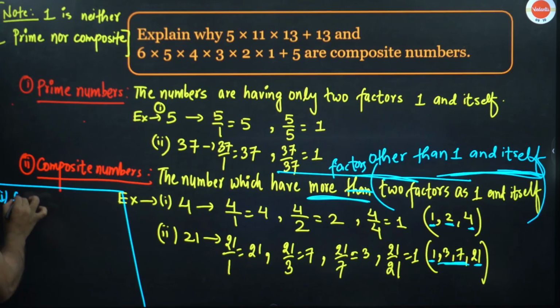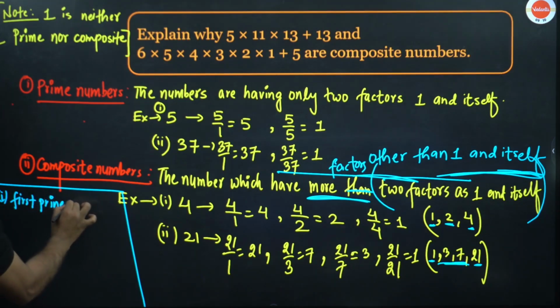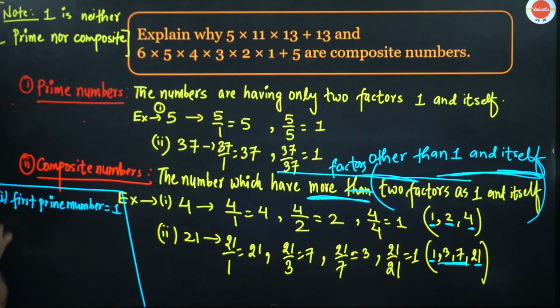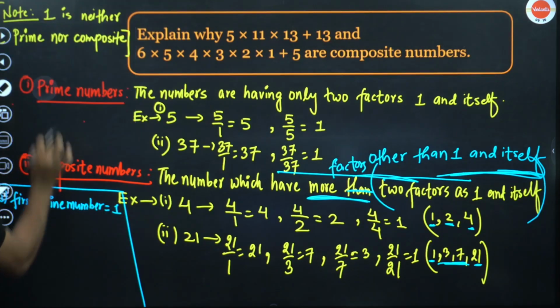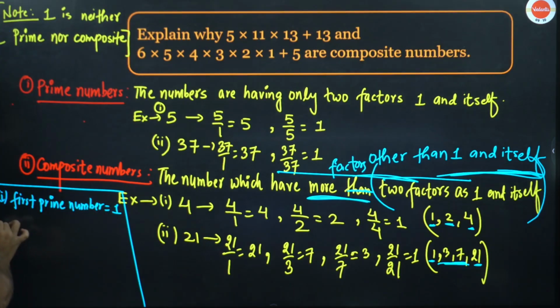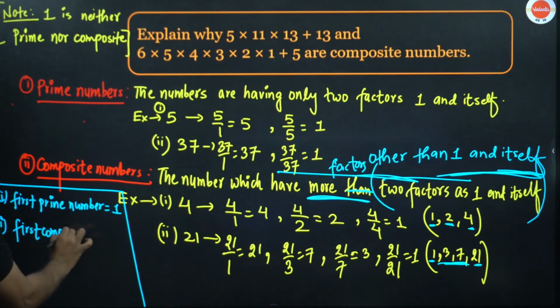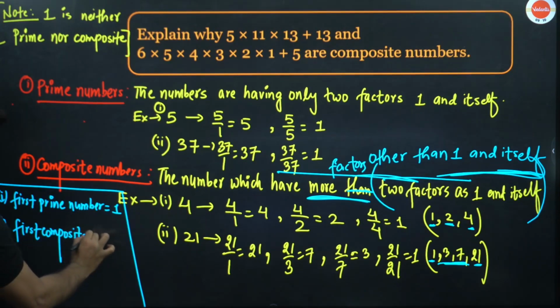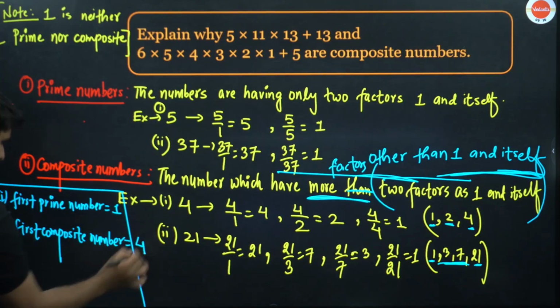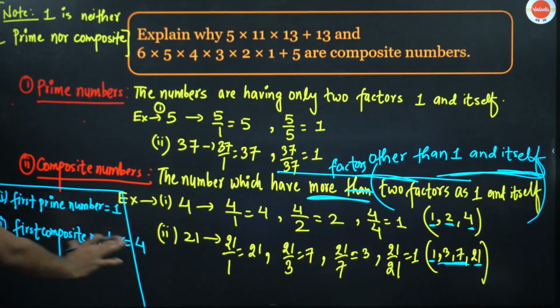Important note. First prime number is what? My dear champion, the first prime number is... and the first composite number is 4. So please keep this information in your mind.